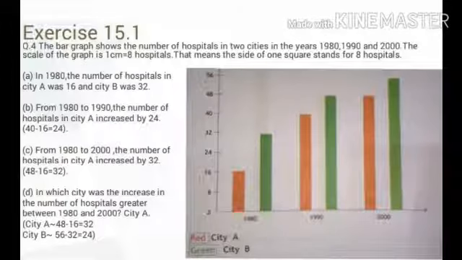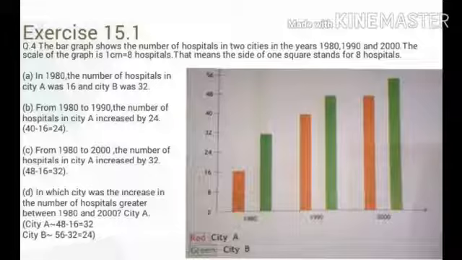Now let us solve some problems related to bar diagram. First, let us read the question. Question number 4. The bar graph shows the number of hospitals in two cities in the year 1980, 1990 and 2000. So these are the number of hospitals in 3 years. The scale of the graph is 1 centimeter is equal to 8 hospitals.